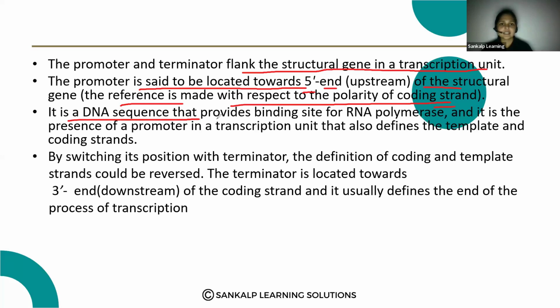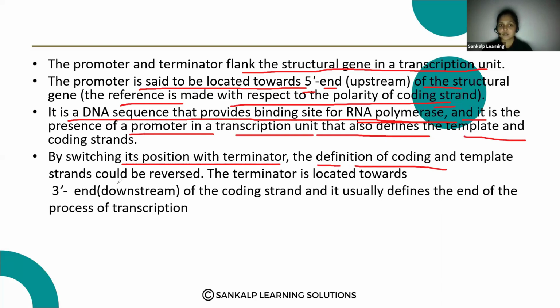It is a DNA sequence that provides the binding site for RNA polymerase. So what is the promoter? It is a site where RNA polymerase binds, and it is the presence of the promoter in a transcription unit that also defines the template and coding strands. By switching its position with the terminator, the definition of the coding and template strands could be reversed.